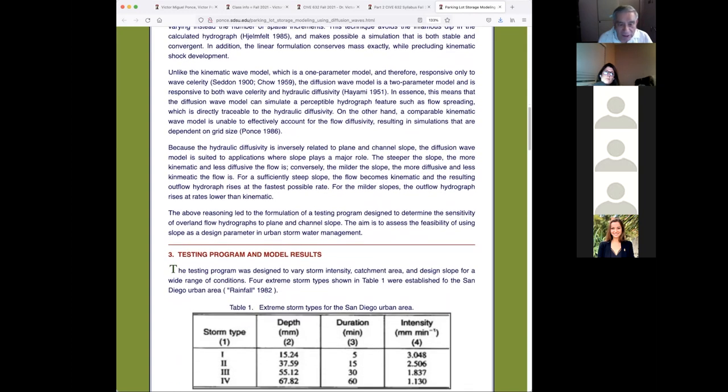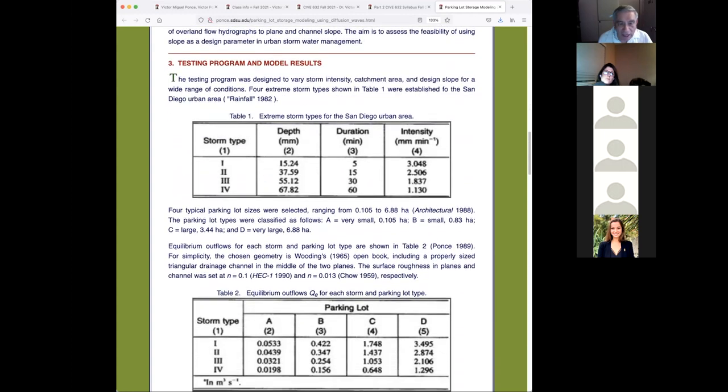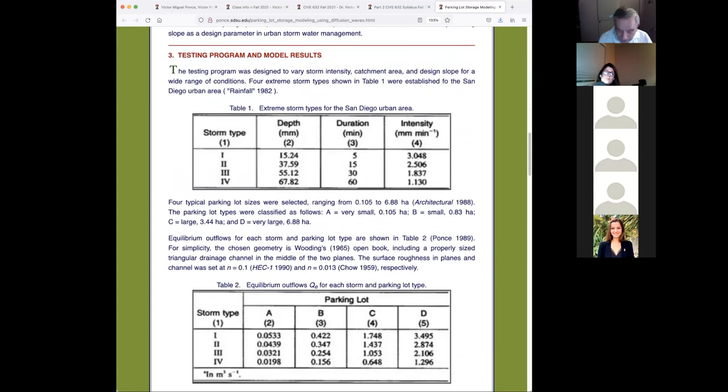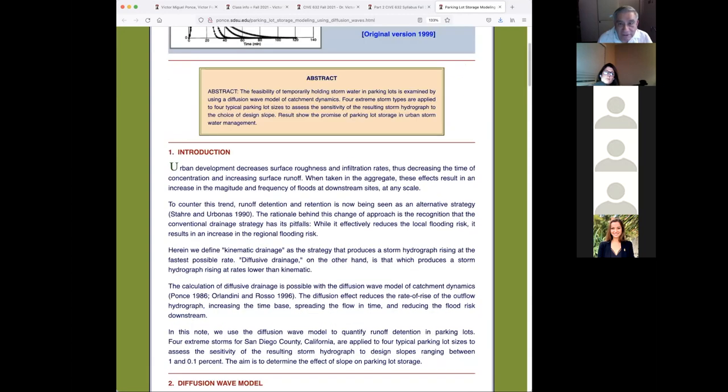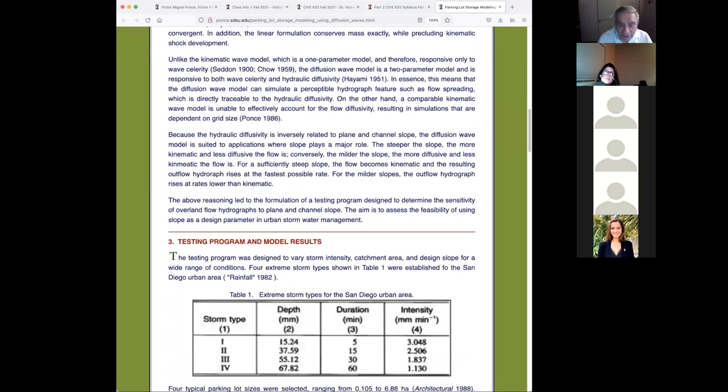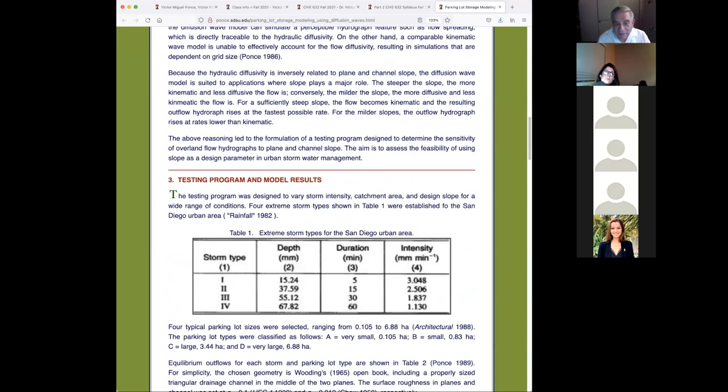So we have the testing program now. So I asked, I forgot her name. I asked Amy, how did I forget the name? I asked Amy to identify four extreme storm depths for the San Diego urban area. We want to showcase the San Diego area. Storm type, depth, duration, intensity.